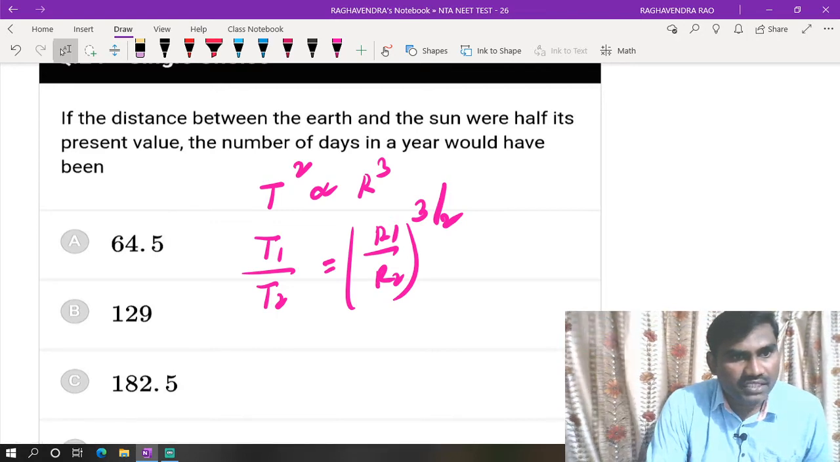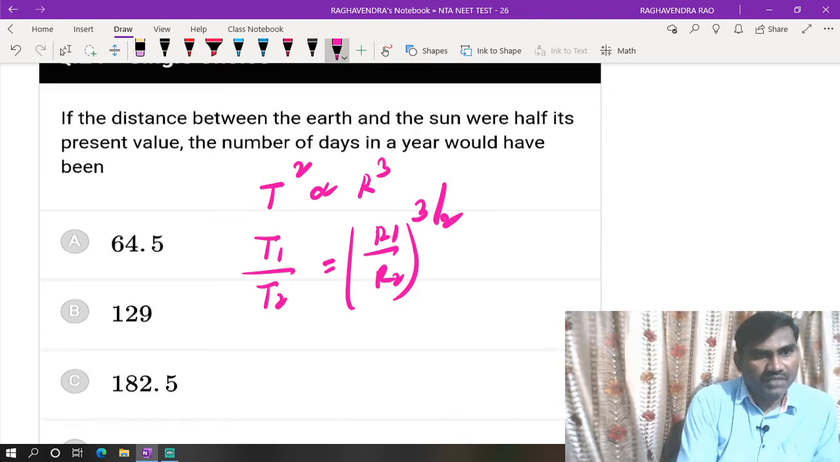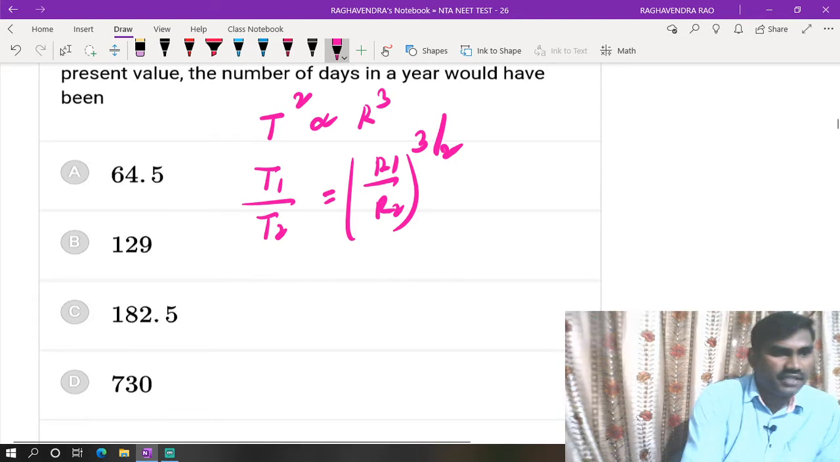Now here, what are they asking? The distance between the Sun and Earth will be equal to R by 2. That means 2 power of 3 by 2 will be 8. So 8 into 24, you will get approximately the value as 129.